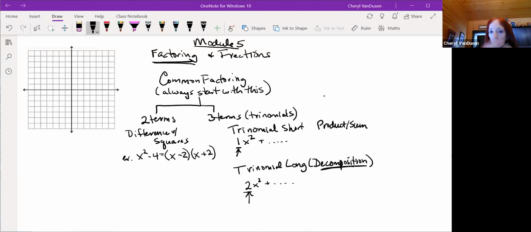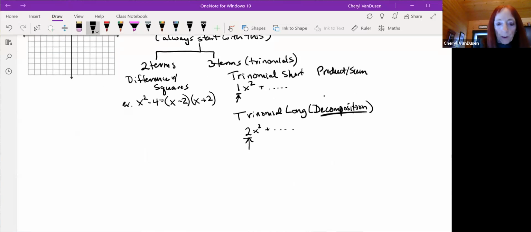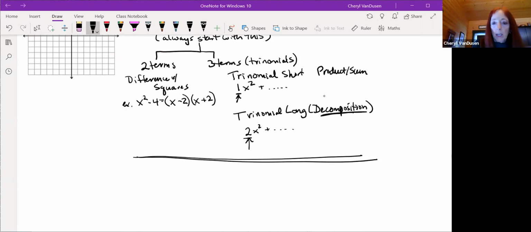I'll pause the recording, and then we'll chat about whether any of this for trinomial long looks like what you were presented with, or if you want me to diverge a little bit. Okay, so that's kind of your factoring chart, should we say. Now let's do a trinomial short and a trinomial long.